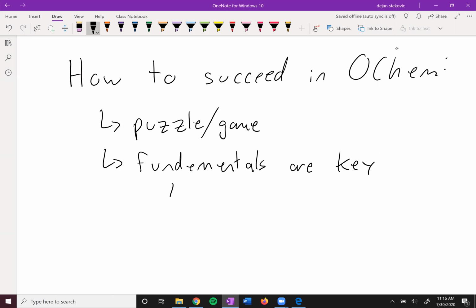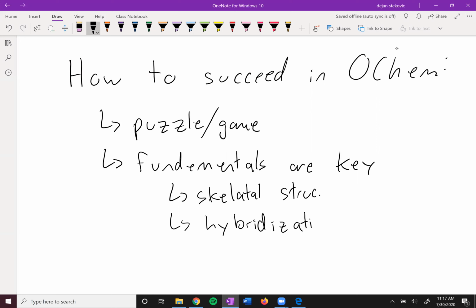And so the really fundamental ideas are drawing good skeletal structures, understanding hybridization, and knowing what makes resonance structures good, being able to draw resonance structures and all that kind of stuff. So these three things that we learn in approximately the first week or two of the class, we'll use the entire time. And so you really want to get a good grasp on the fundamentals.